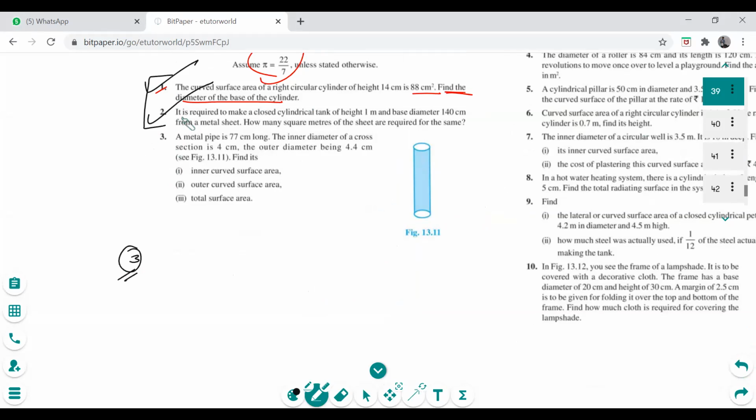I have already done the first and second one. So let's go through the third one. A metal pipe is 77 centimeter long. You can see there is a metal pipe, which is about 77 centimeter long. And when I say long, that means actually its height for the cylinder, isn't it? The inner diameter of cross section is 4 centimeter, the outer diameter being 4.4 centimeter.